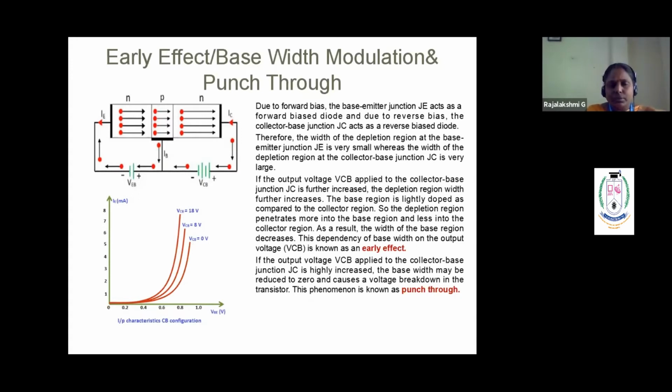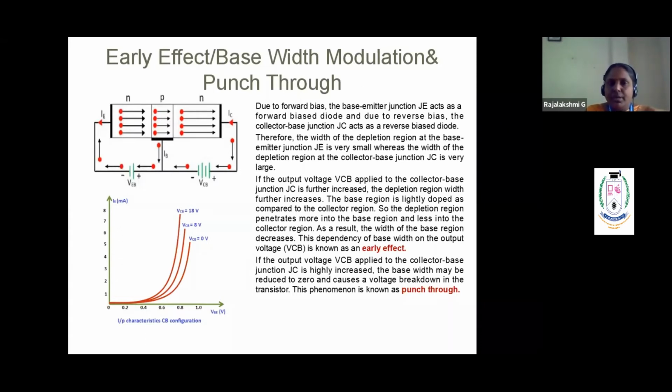Now when you want to study the input characteristics of the CB configuration, what we do is increase the forward bias voltage VBE and note down the collector current, as you might have understood. But at the same time, VCB of 0 volt, 8 volt, 18 volt is written. That is the reverse bias voltage. So when you reverse bias any semiconductor device, what will happen? The depletion layer will be more, that is, the formation of the depletion layer will be more.